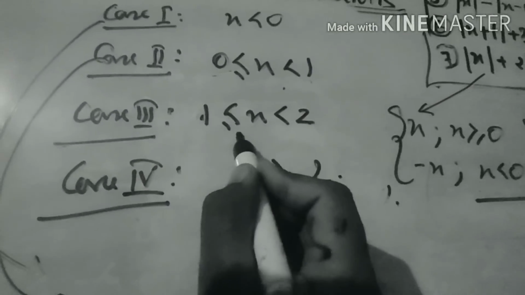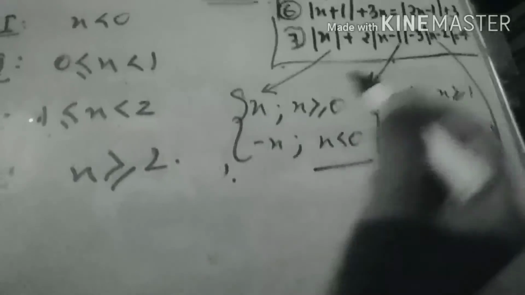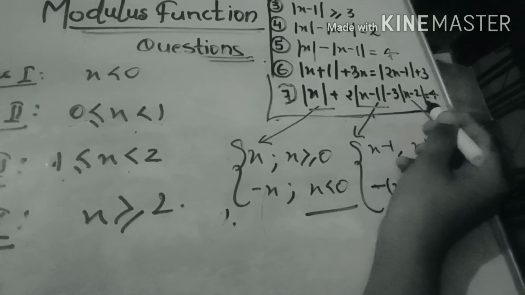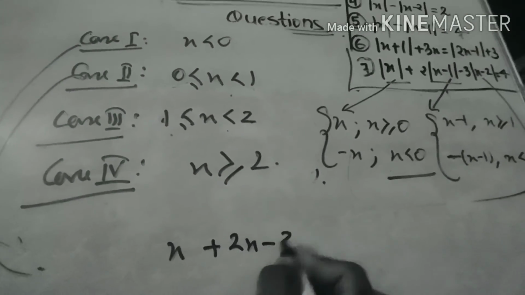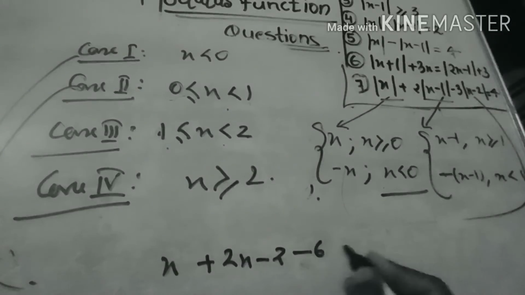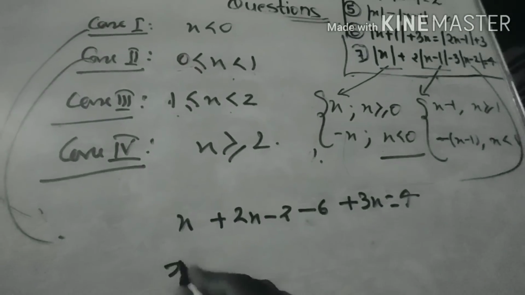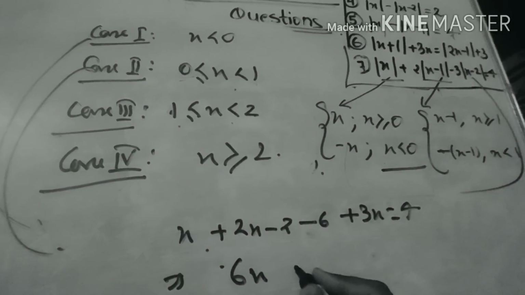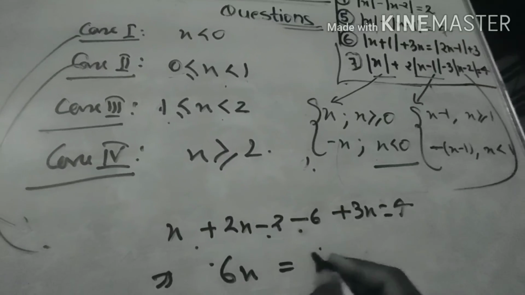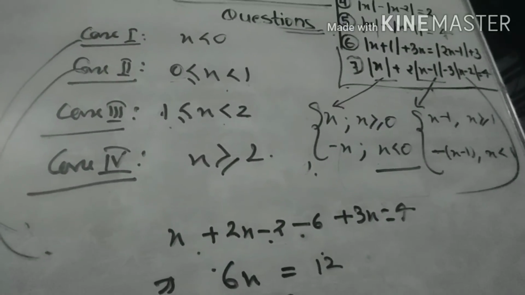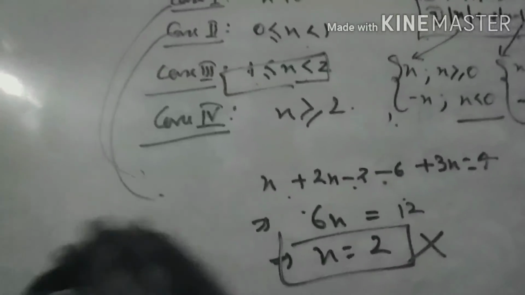Then we'll see case 3, when the value of x is greater than or equal to 1 but less than 2. For that, this modulus will return a positive value, but this will still return a negative value. So it will be x plus 2x minus 2 minus 6 plus 3x equals 4. That will return 6x equals minus 2 minus 6 minus 8, gone to that side 12, which means x is 2, but x must be less than 2, so this is not possible.